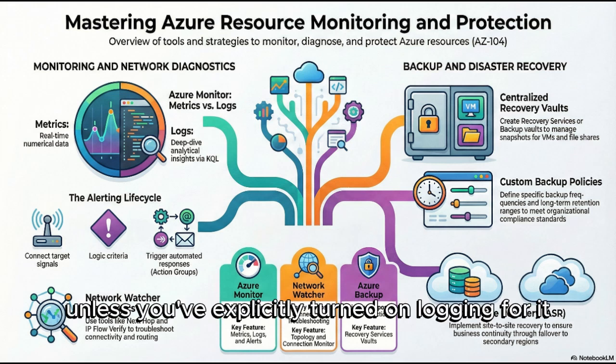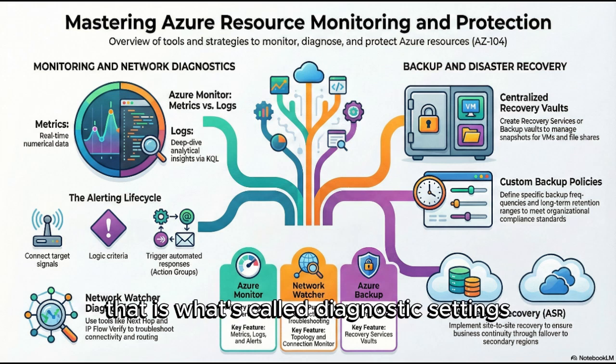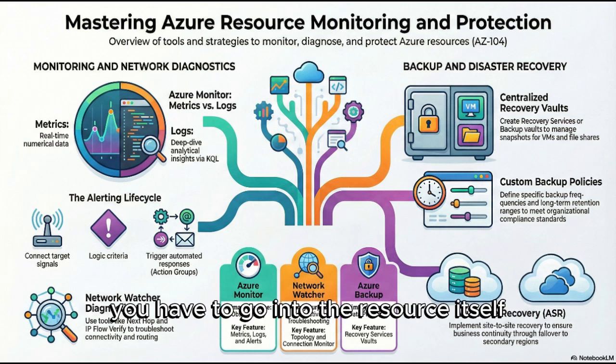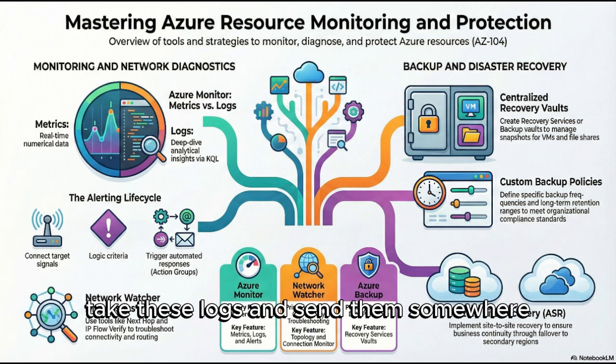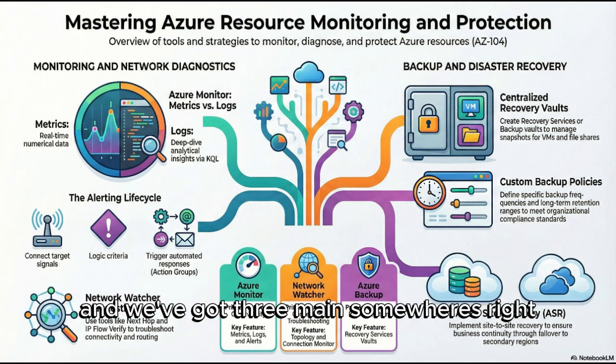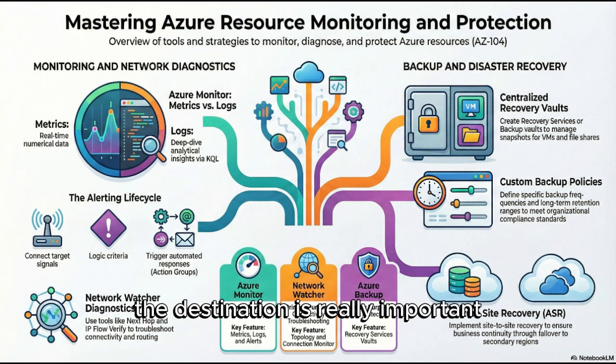Unless you've explicitly turned on logging for it, and that is what's called diagnostic settings. You have to go into the resource itself, find the diagnostic settings blade, and tell Azure, hey, take these logs and send them somewhere. And we've got 3 main somewheres, right? The destination is really important.